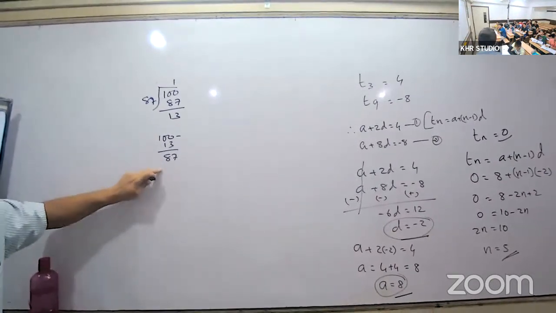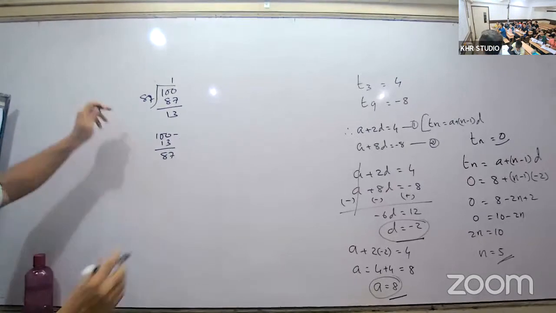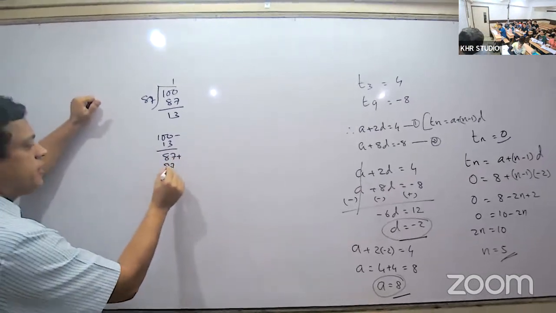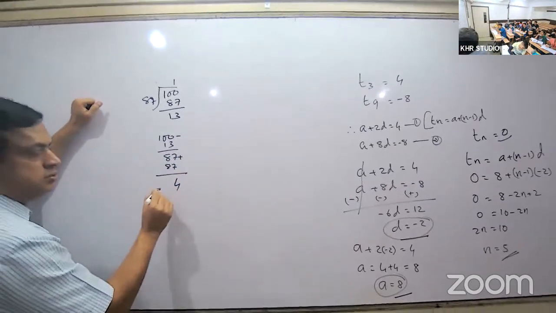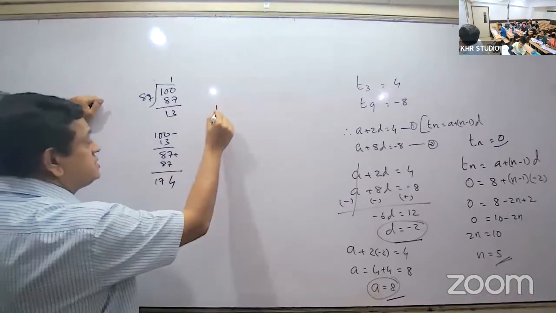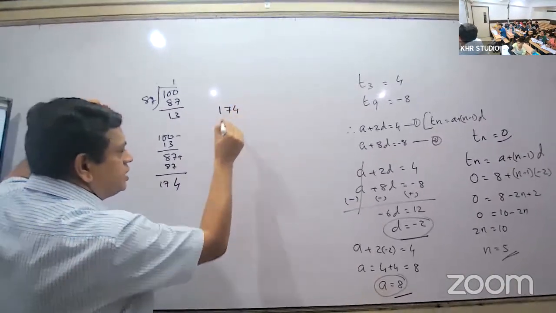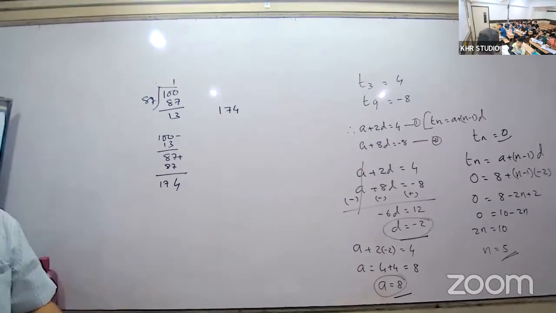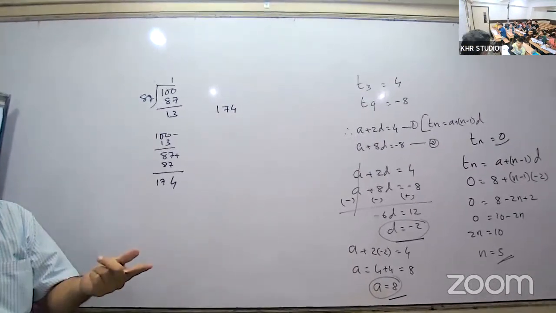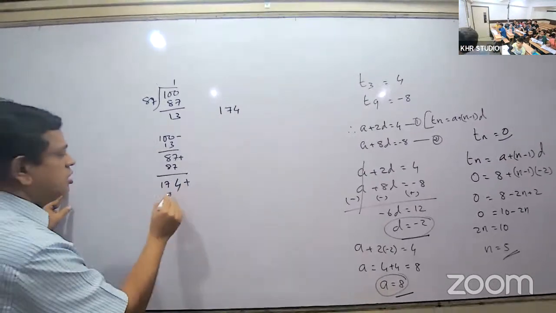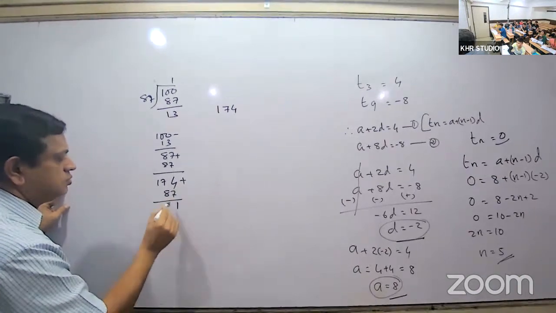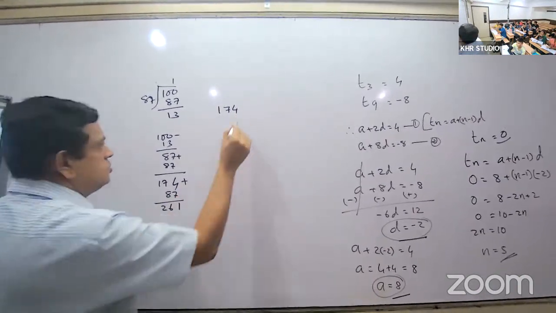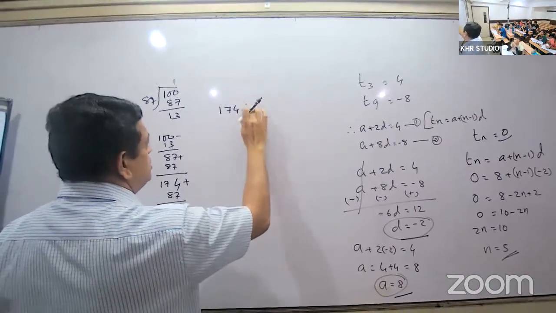But this is not a 3-digit number. Not 187. How much? 174. So the first 3-digit number divisible by 87 is 174. What will be the next one? Plus 87. How much? 261. Okay, this way.